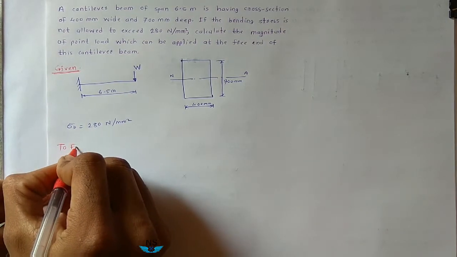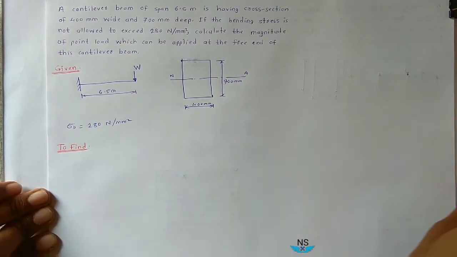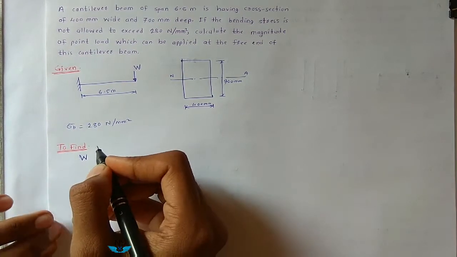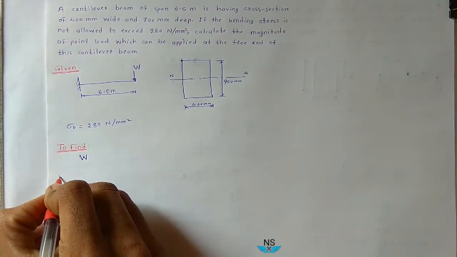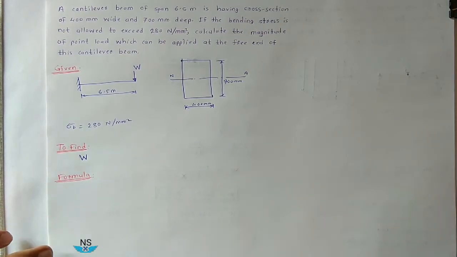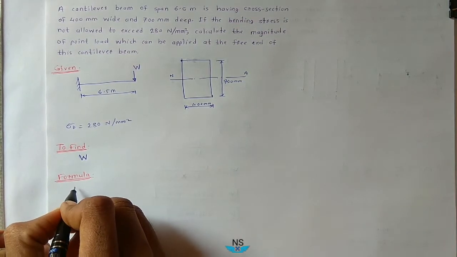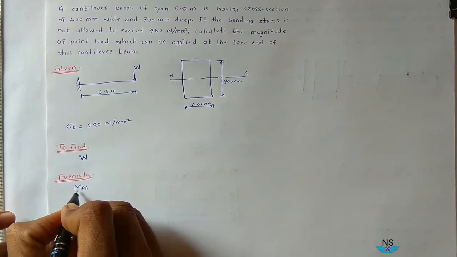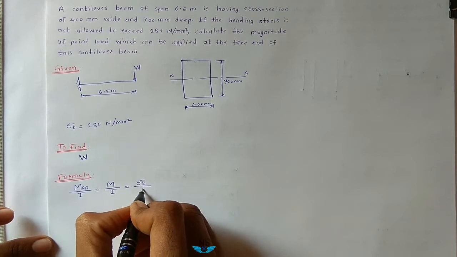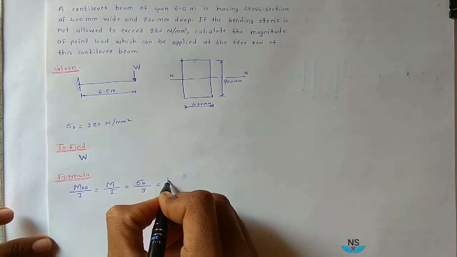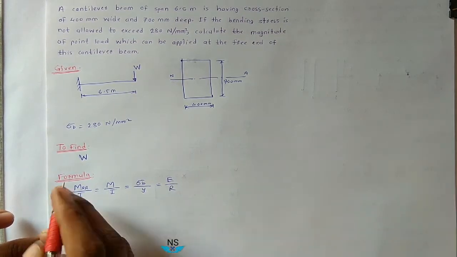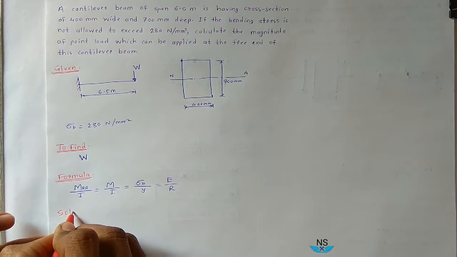So to find W, the point load which is acting at free end, use formula. Bending stress is given. We require flexural formula or bending equation: M divided by I is equal to sigma b divided by Y is equal to E divided by R. We require this much part of the formula. So, solution.